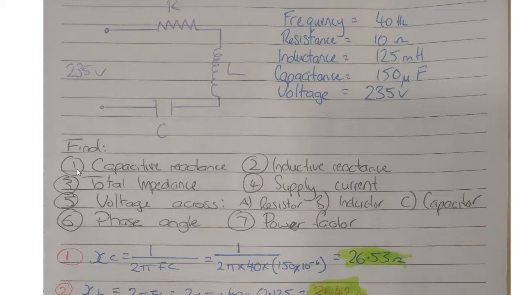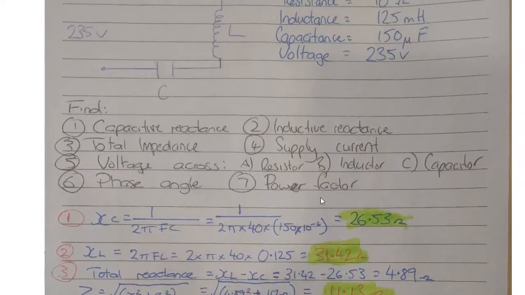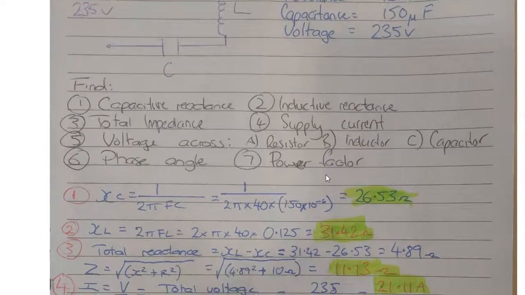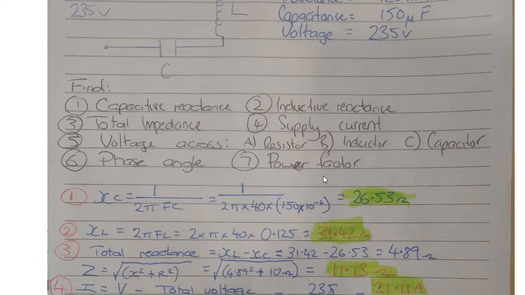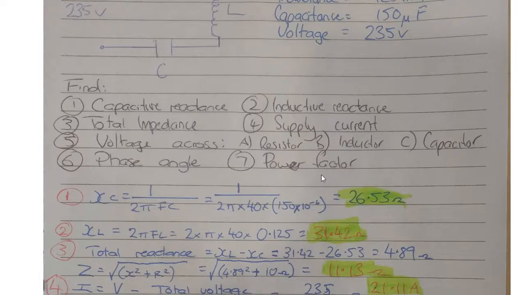It's asking us to find the exact same things: capacitive reactance, inductive reactance, total impedance, supply current, voltage across each of the components, phase angle, and power factor. Again, if you can follow along with me on your calculators, maybe write this out as you go. That's going to make your life quite a bit easier when you come to do these examples yourself.